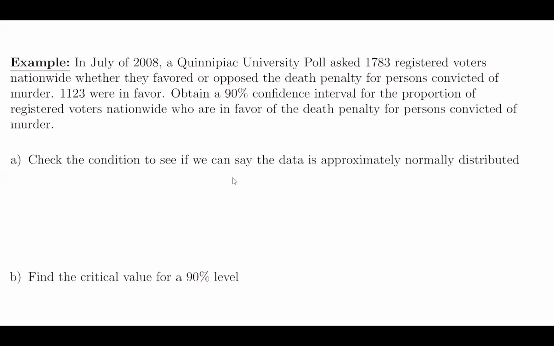All right, so we're going to go ahead and do this problem right now. It said, in July of 2008, a Quinnipiac University poll asked 1,783 registered voters nationwide whether they favor or oppose the death penalty for a person convicted of murder. 1,123 were in favor. Obtain a 90% confidence interval for the proportion of registered voters nationwide who are in favor of the death penalty for a person convicted of murder.